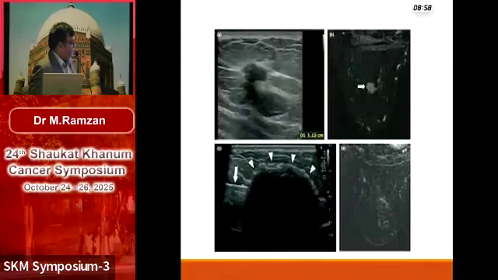This is the RFA of a breast lesion. This is the lesion actually, and this is how it appears, and this is the needle here.